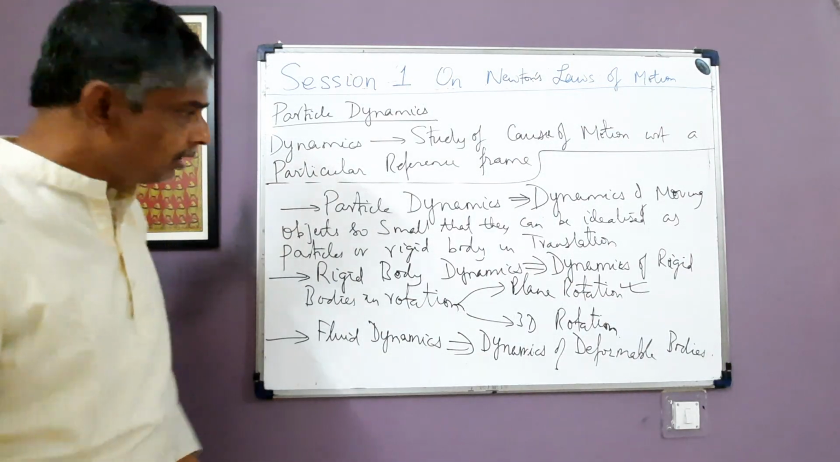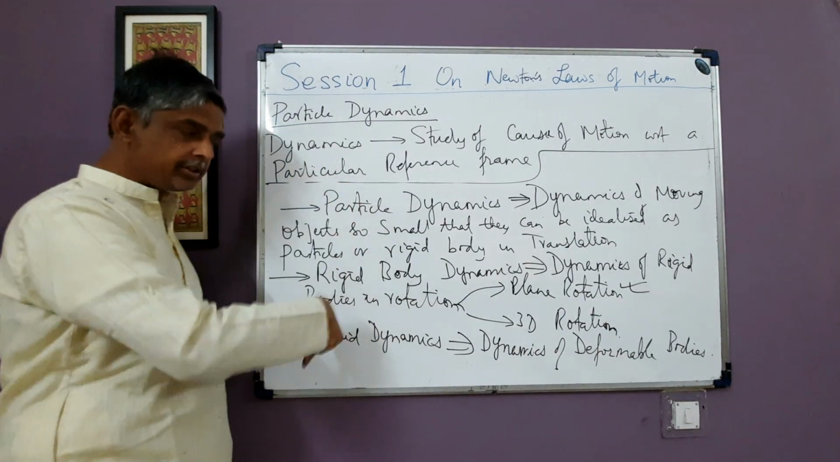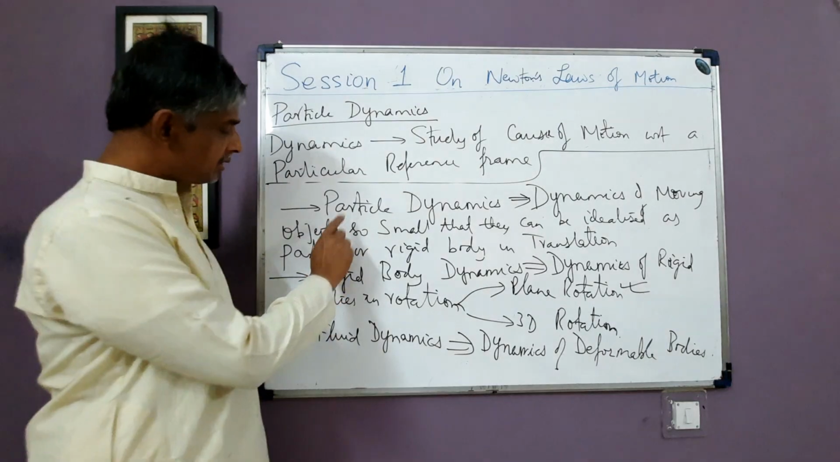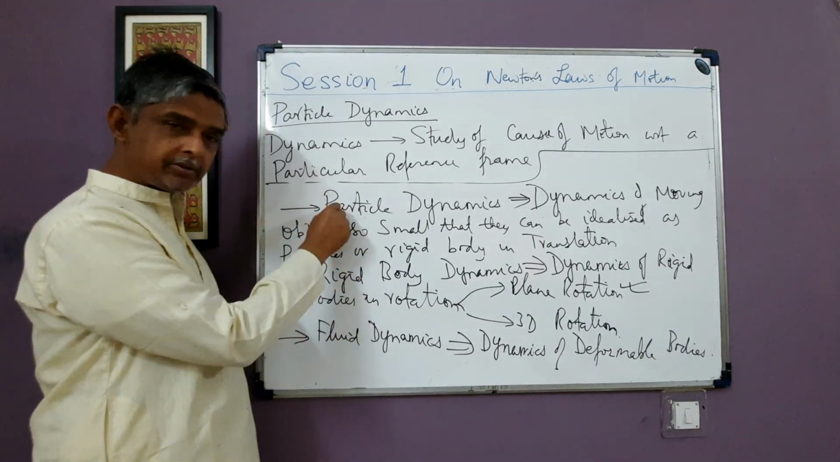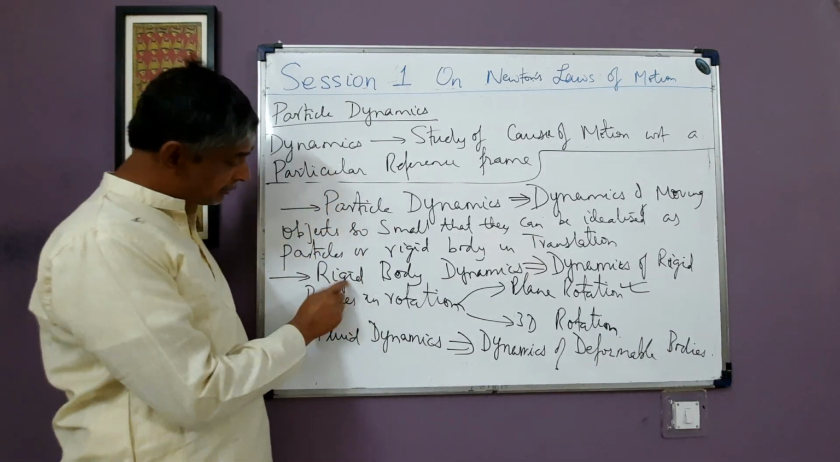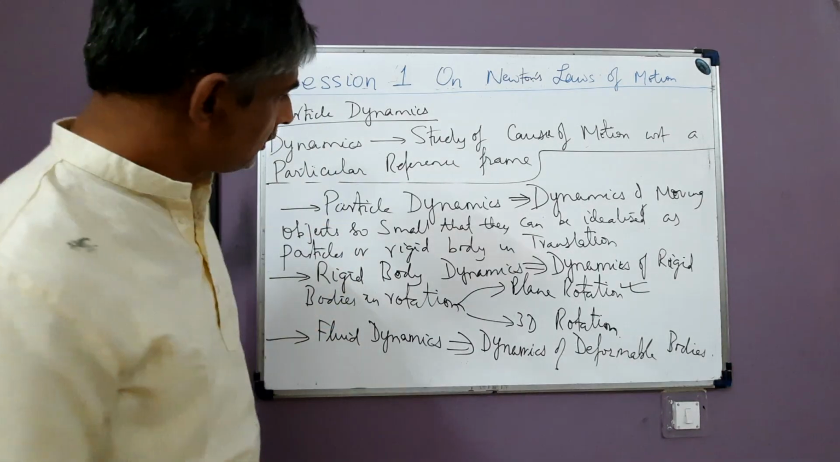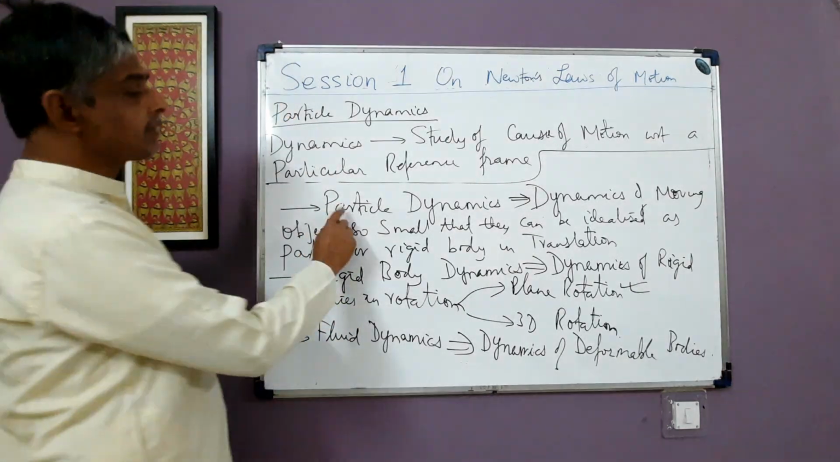Okay. So these are the three types of dynamics which I have mentioned in the increasing order of complexity. This is the least complicated, this is more complicated as compared to this, and this is much more complicated as compared to this and this. So in this video I will start from particle dynamics.